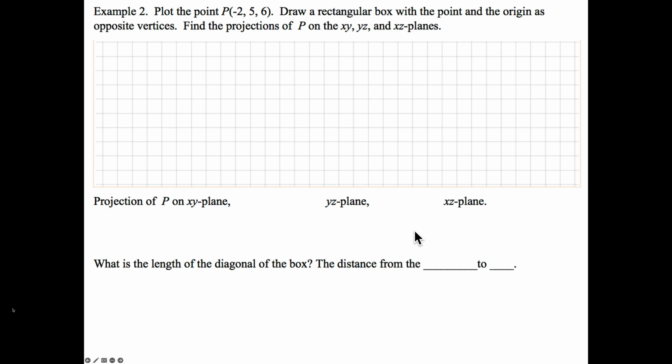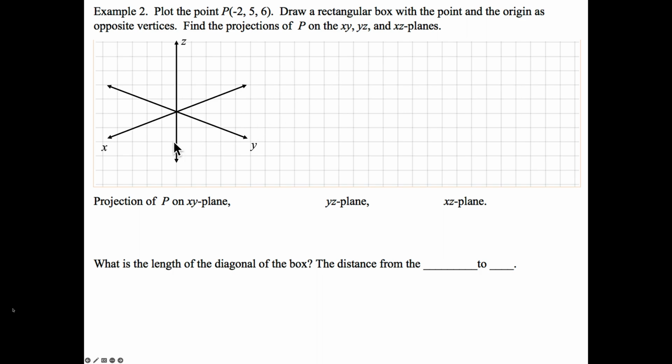Let's say we want to plot the point P(-2, 5, 6). We want to draw a rectangular box with that point and the origin as opposite vertices. And then we're going to find what we call projections of P on the XY, YZ, and XZ planes. Think of projections as a shadow.